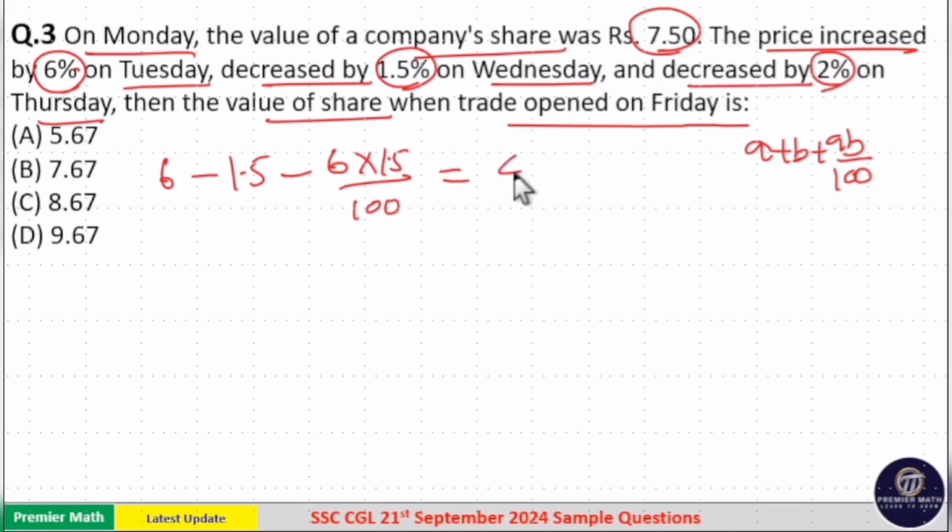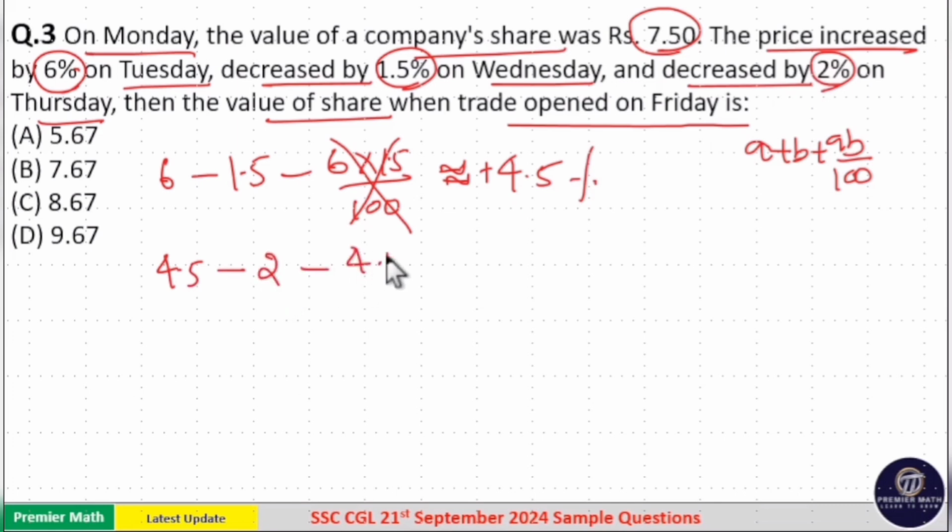Now this will become 4.5, and here if you calculate this term, it is around 0.03, because 1.5 into 6 is 3, and 3 by 100 is 0.03. I'll take the approximate value, so this is a 4.5% increment. Now calculate for 4.5% increment and 2% decrement.